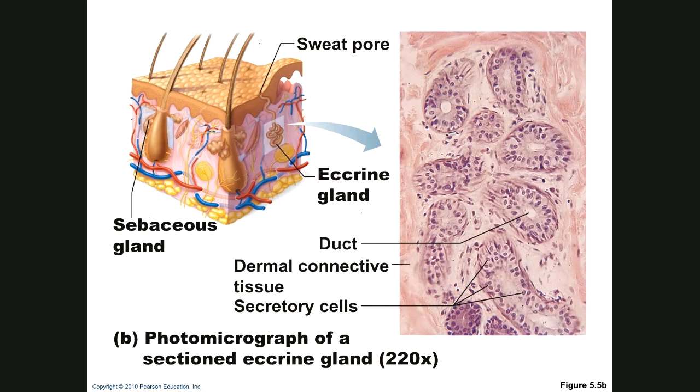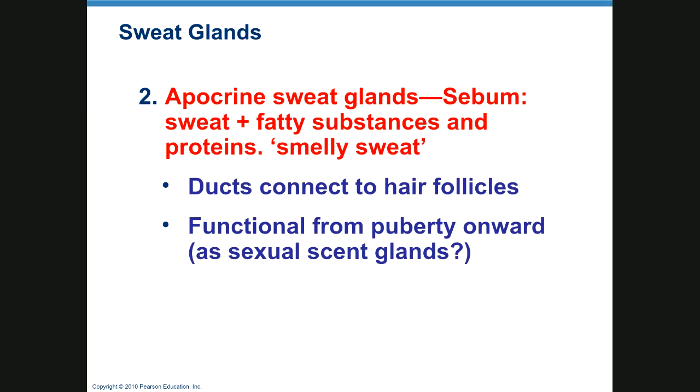The other type of sweat gland are the apocrine sweat glands. And these types of sudoriferous glands produce a substance that has sebum or oil intermixed with proteins. This is a smelly kind of sweat and functions as at puberty.